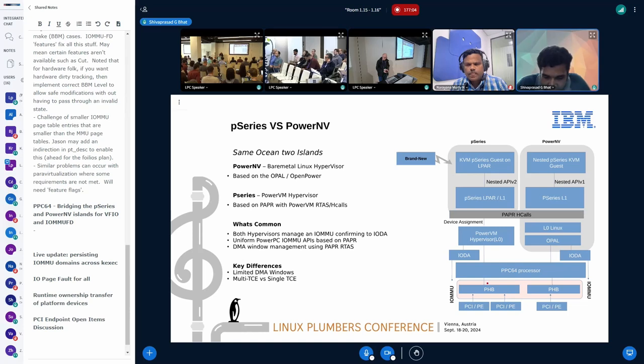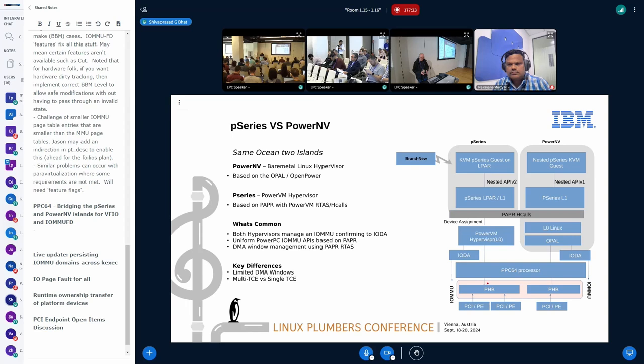The IO side of things on PPC is governed by the IODA architecture. OPAL and the bare metal Linux work directly with the hardware using IODA and modify the IO page tables directly. But on pSeries, the entire thing depends on the PowerVM hypervisor, and this is governed by the PAPR specification. This brings in a lot of differences in the way we manage the IOMMU on both these platforms, because one is paravirtualized and the other is bare metal.